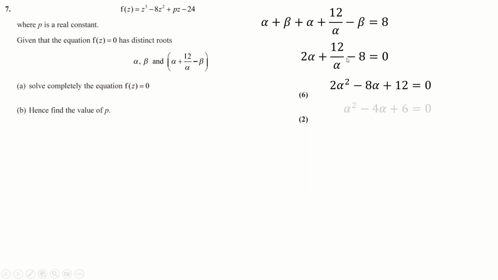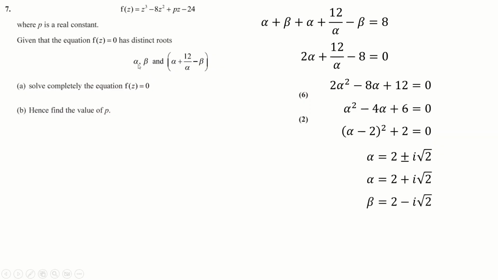Times everything by alpha. This is just a quadratic for me to solve. We get these two things here. So alpha could be this, or it could be negative this. Now, I'm just going to choose that alpha is the positive, and then I'm going to go even further and just choose that beta is the negative, because they haven't given me any relationship between these roots. They've just named them things. So I'm just allowed to choose that.